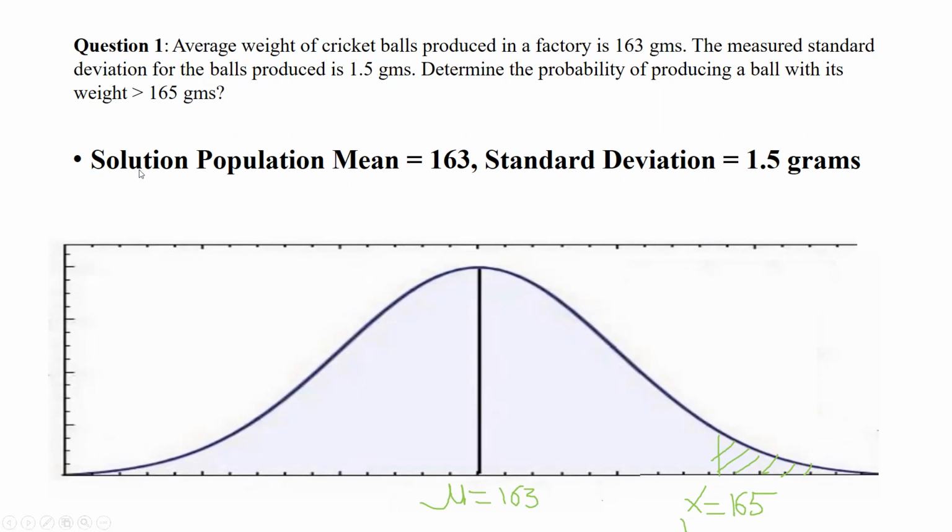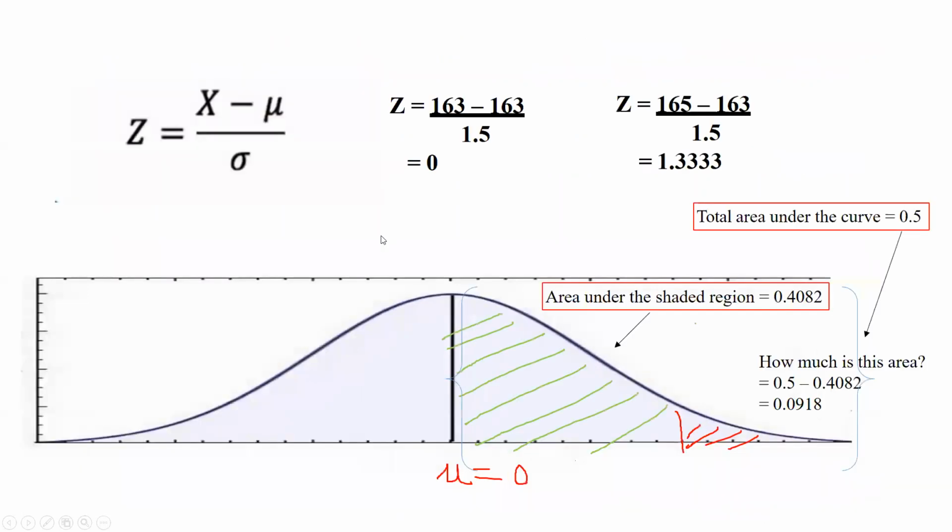What do we have to take into the solution? The population mean is already given as 163, and the standard deviation is 1.5 grams. Suppose mu is the average weight of the cricket ball, 163 grams. So mu equals 163 grams, and x is 165 grams, and we would like to calculate this probability. So what would be the solution?